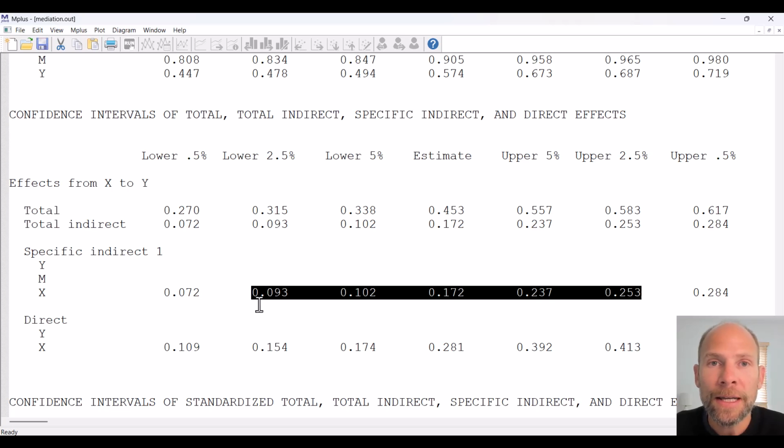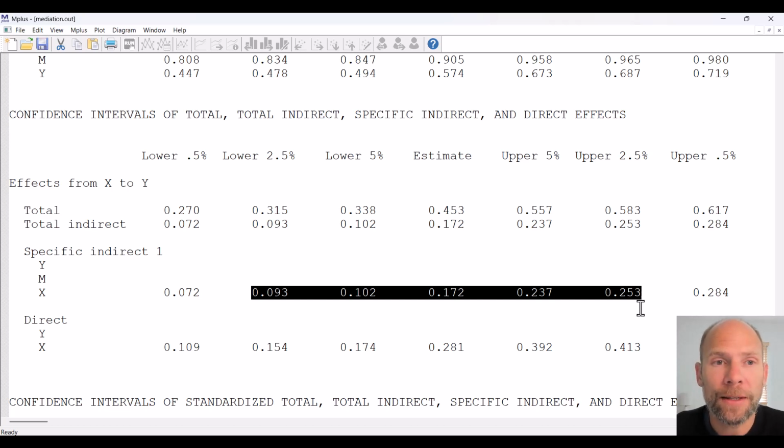The lower limit of a 95% confidence interval for our indirect effect is 0.093 and the upper limit is 0.253. You can see that this interval from 0.093 to 0.253 does not include 0. And that shows you that the indirect effect is statistically significant when your 95% confidence interval does not include 0, which here it doesn't. So you have a significant indirect effect.